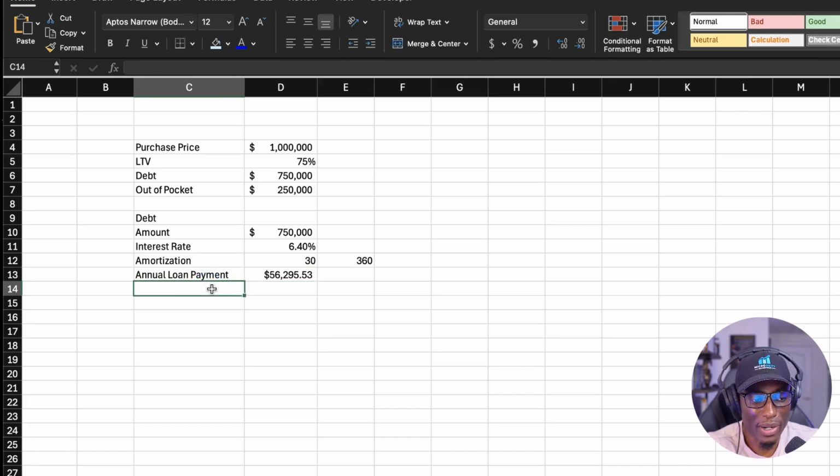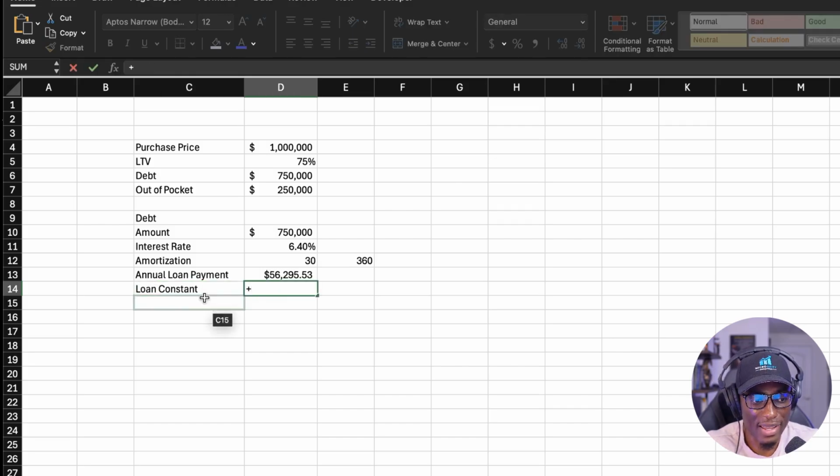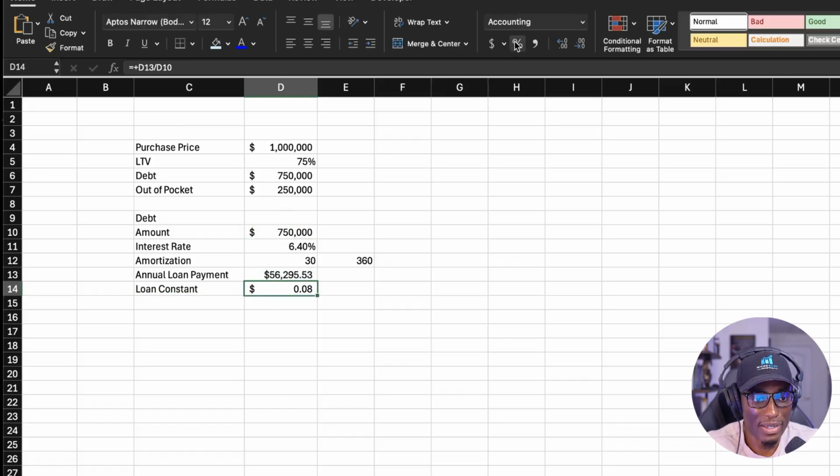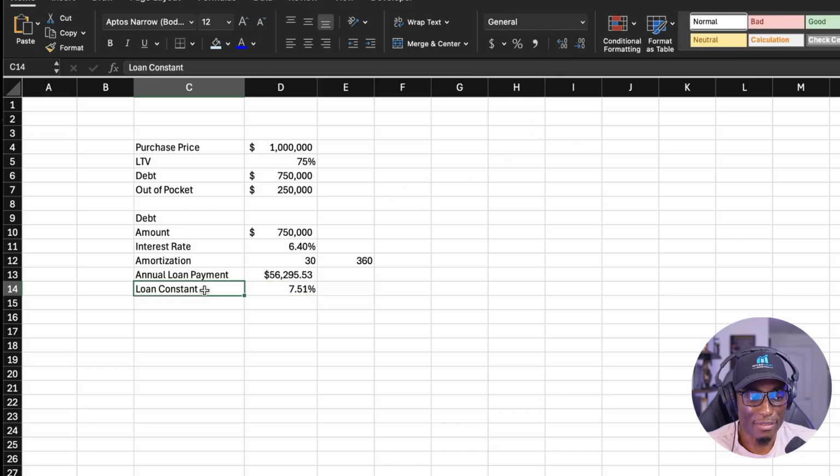When we're thinking about leverage, the true definition is comparing the cap rate to the loan constant. And the loan constant is the annual debt service divided by the total loan amount. In this example, the loan constant is 7.51%. If the cap rate, which is your theoretical return on investment, is greater than the loan constant, the cost of borrowing, then that's considered positive leverage. If the cost of borrowing is higher than the cap rate, then that's considered negative leverage.